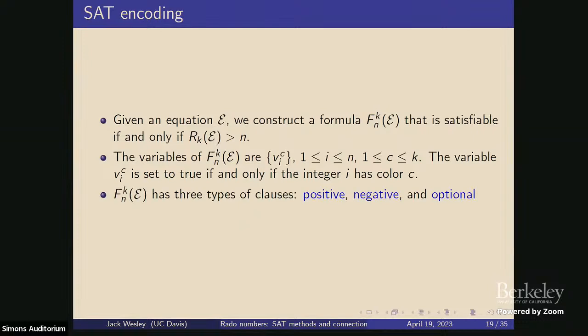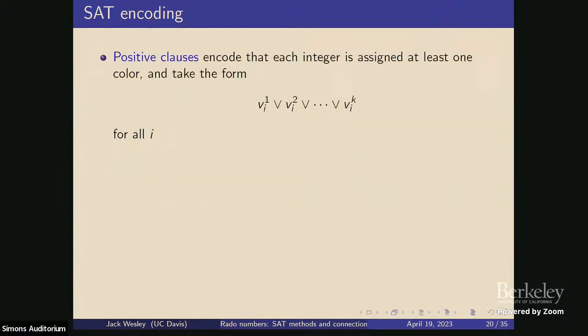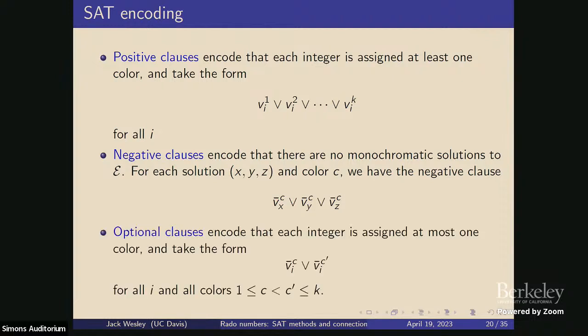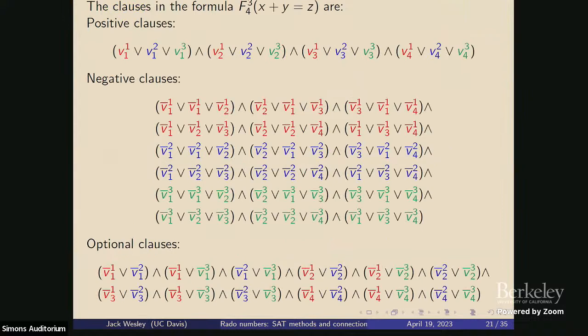And borrowing the language of the Schur number 5 paper, we use 3 types of clauses, which we call positive, negative, optional. And positive clauses just say that each integer gets some color I. Negative clauses sort of forbid monochromatic solutions. So we have a clause of this form for each solution in each color C. And optional clauses just say each integer gets exactly one color. Here's just a simple example using the Schur equation, 3 colors and 4 variables.